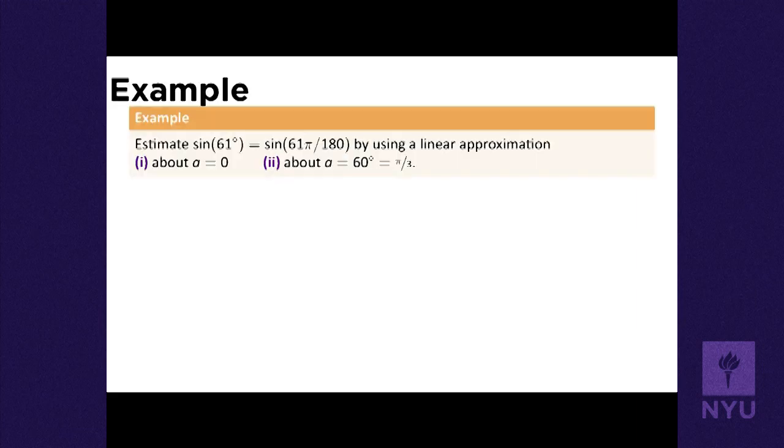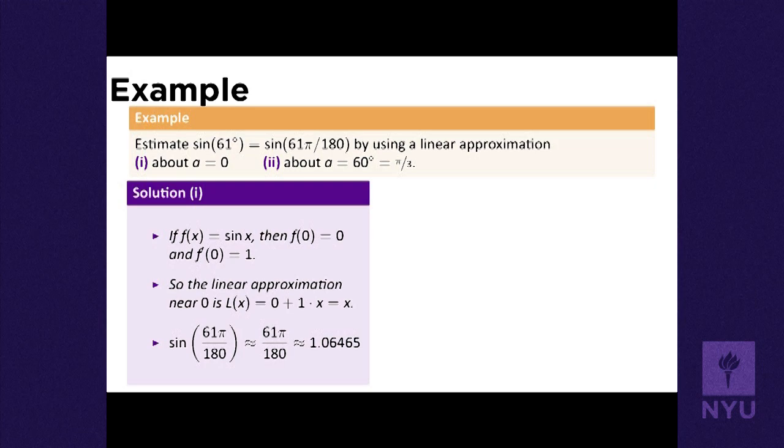Okay, so let's do an example of this. We're going to estimate the sine of 61 degrees by using a linear approximation. We'll use two different ones. First, we'll do it around the point a equals 0, and then we'll do it around the point a equals pi over 3, or 60 degrees. We like radians, so we'll say pi over 3, but if you like to think in terms of degrees, all you have to do is multiply by 180 divided by pi. Okay, so we'll do the first one first.